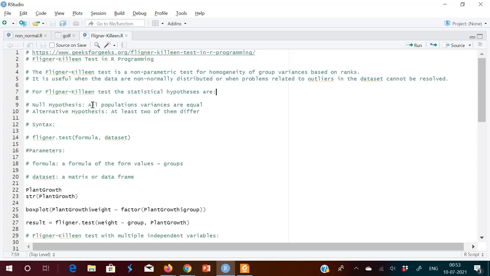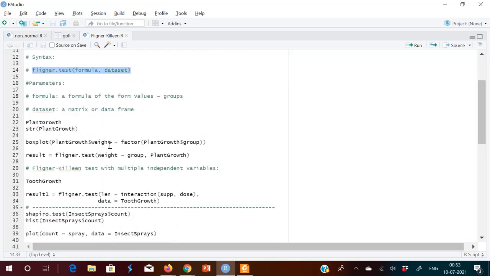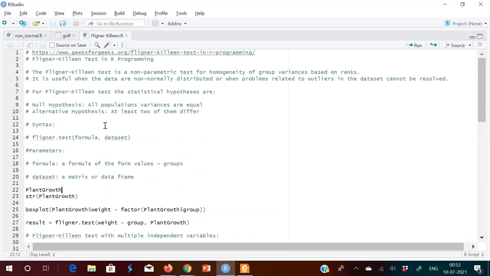So we take the null hypothesis that all populations' variances are equal, and the alternate hypothesis that at least 2 of them differ. This is the syntax, which I showed you just before. You have to give a formula, which versus which, and the data set. Values versus group, using the tilde. There are inbuilt data sets in RStudio, so here I'll be using PlantGrowth. I hope you understood the formula and the main use of the Fligner-Killeen test.